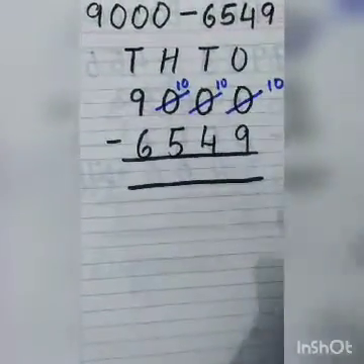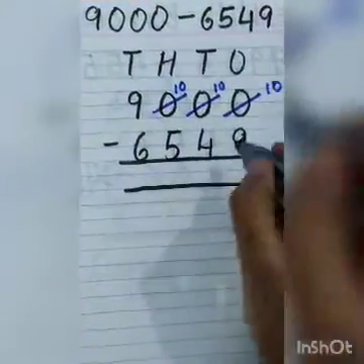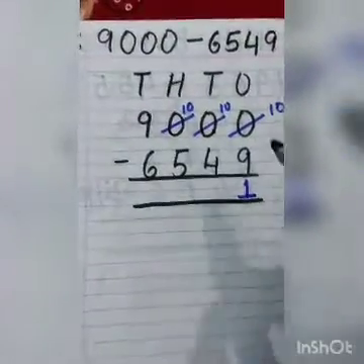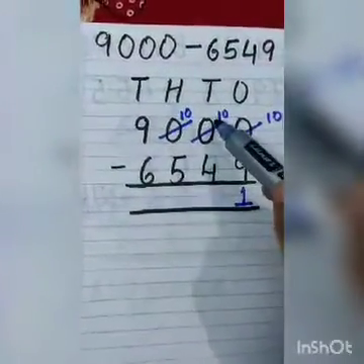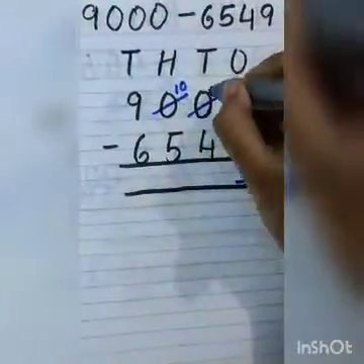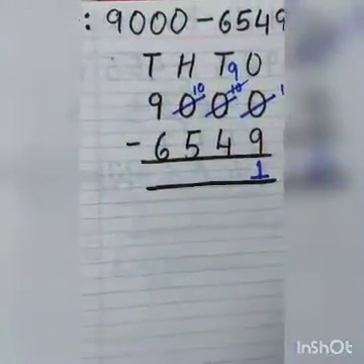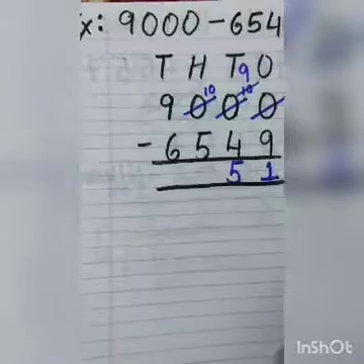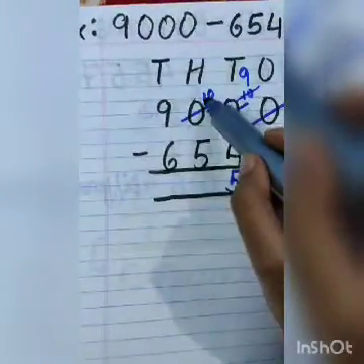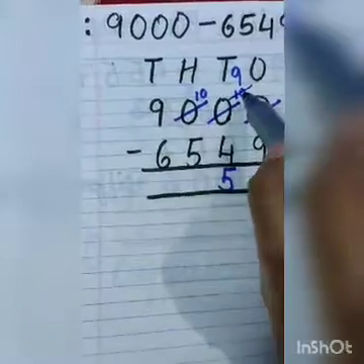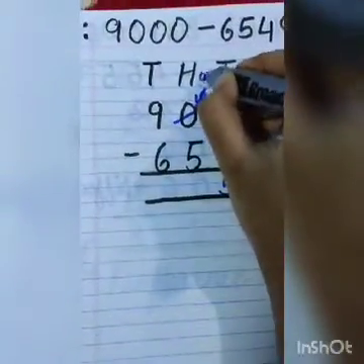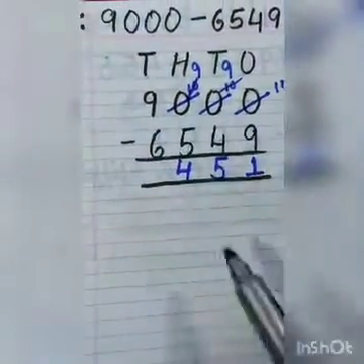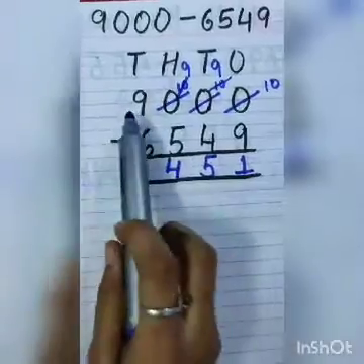Now start solving this. 10 minus 9 will give us 1. Now moving ahead, we'll see here, this has given a borrow. So this 10 will be left with 9. 9 minus 4 will give us 5. Moving on to the other sum, we have 10 here. Again, this 10 has given a borrow, then this will become 9. 9 minus 5 will be 4. This 9 gave a borrow to 0, so this becomes 8.